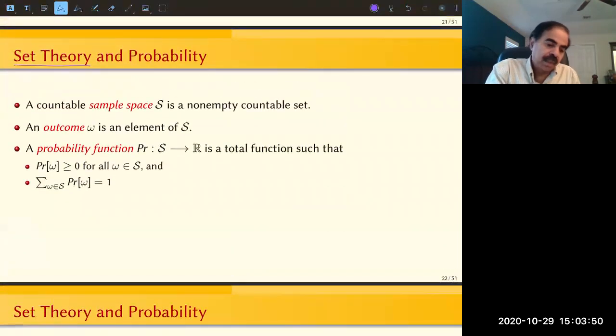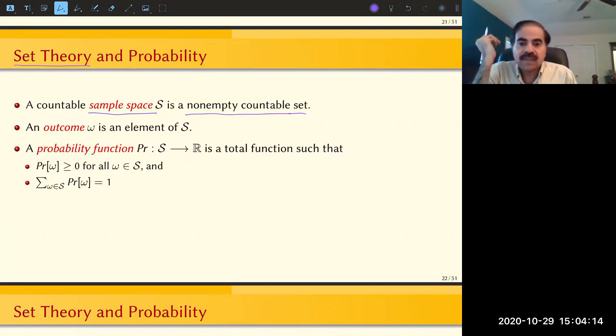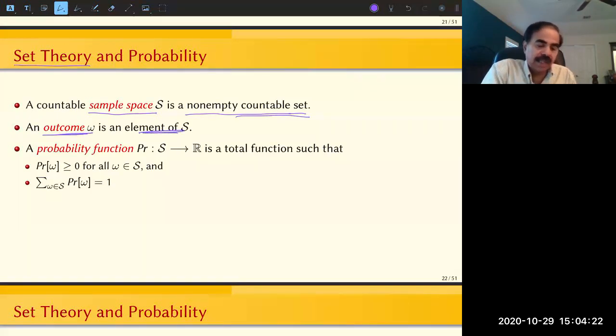So basically we start with a non-empty countable set, and we call that a sample space. If you think of an experiment with many outcomes, then each of these outcomes corresponds to one of the elements in this set. So an outcome is simply an element of this set, and then we can define a probability associated with each of these outcomes.